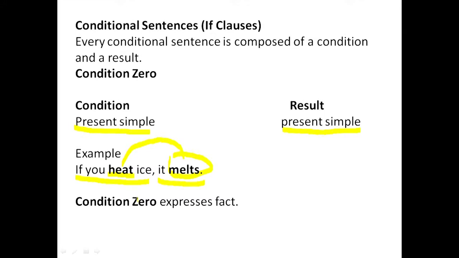You see, but understand the element making the two aspects: under condition 0, under the if aspect, we have what? Present simple. And under the consequent clause, the same tense also applies. That is, in fact, the contention.